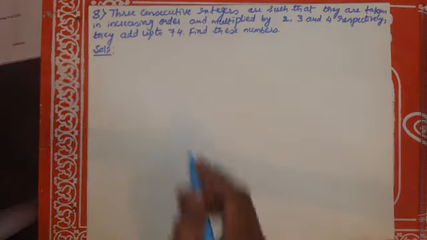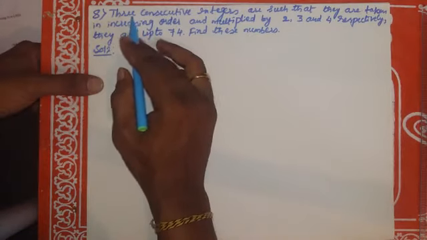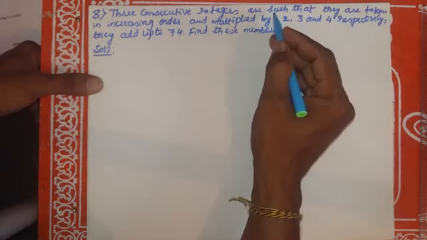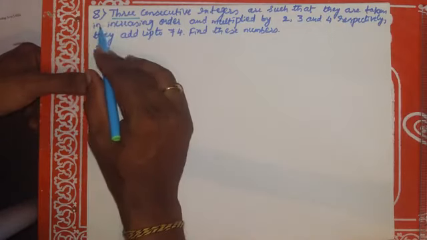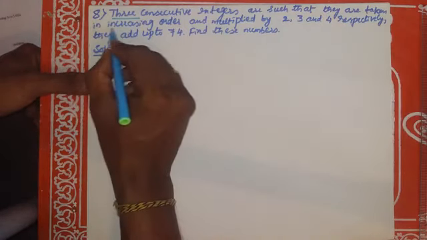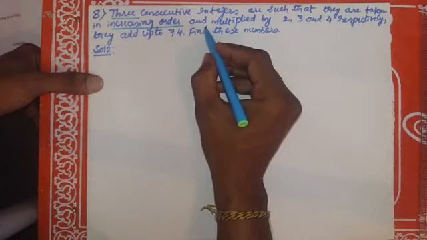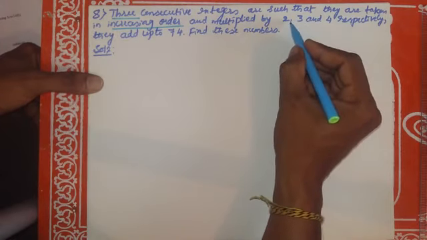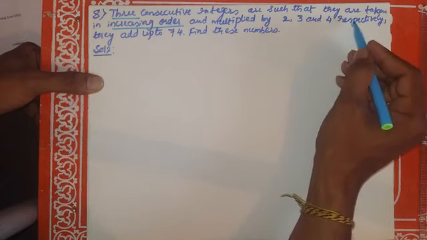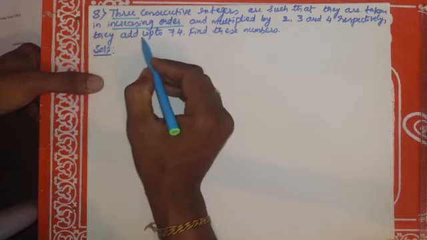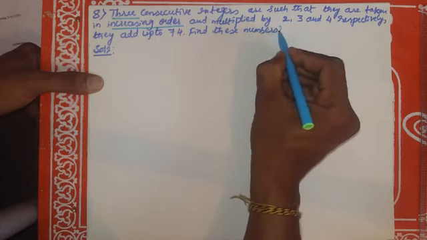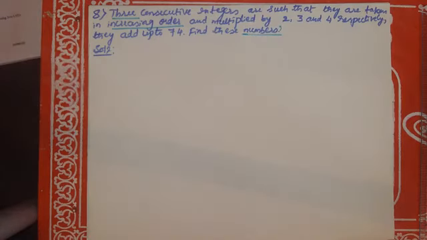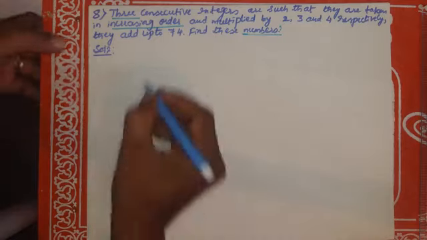Okay dear students, now let us discuss the 8th question. Three consecutive integers are such that when they are taken in increasing order and multiplied by 2, 3 and 4 respectively, they add up to 74. Find these numbers. Okay, this is very easy.